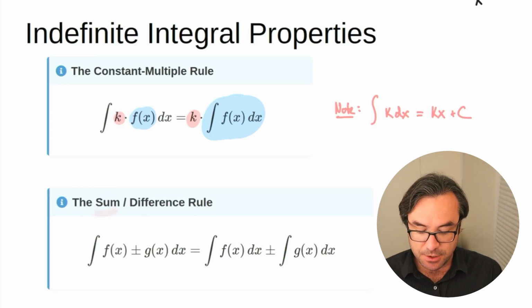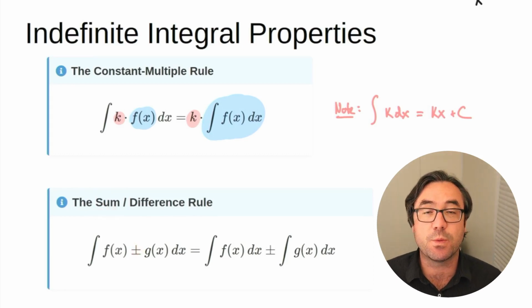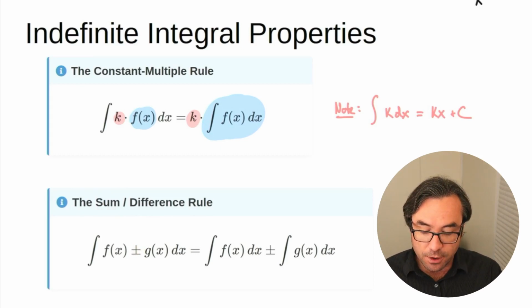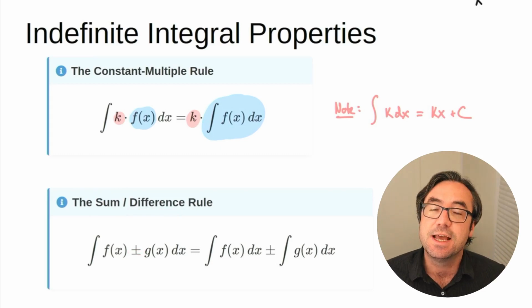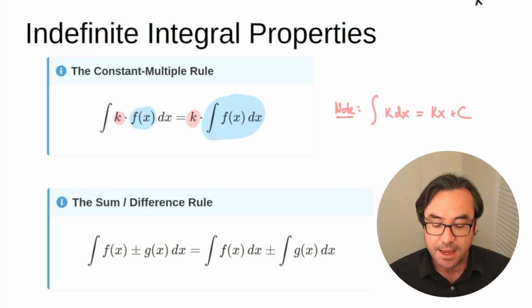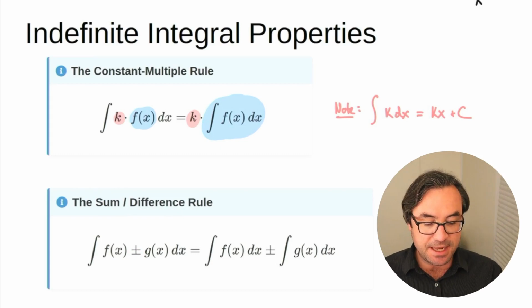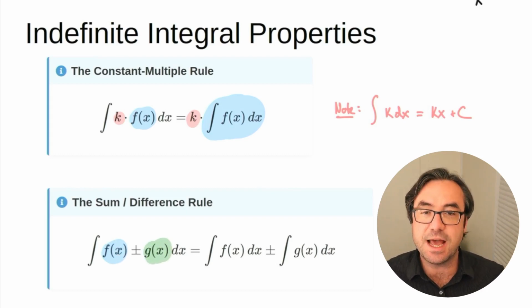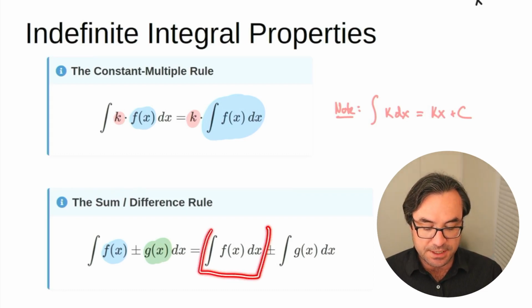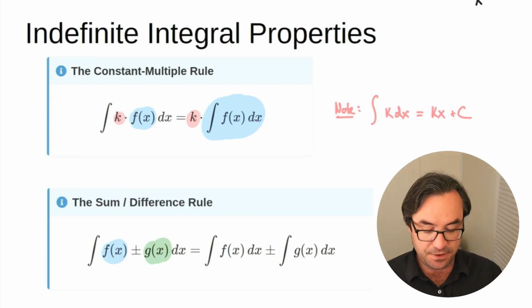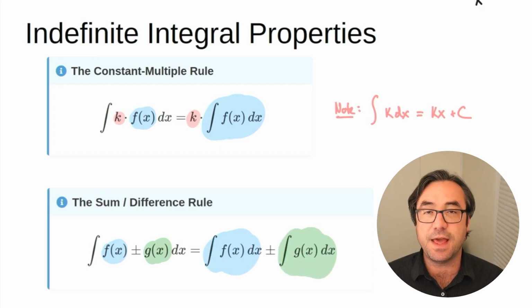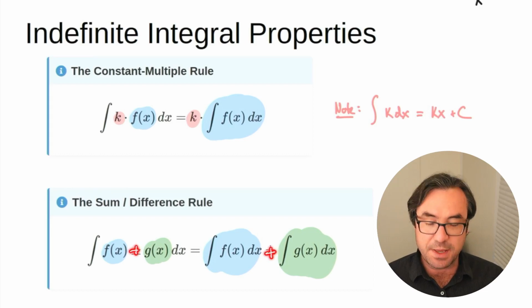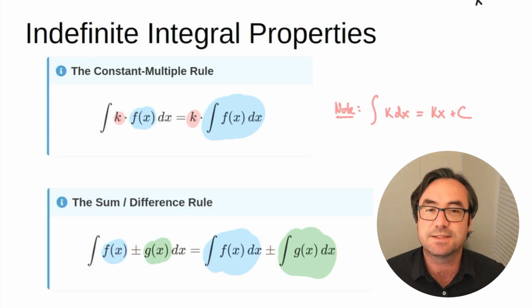Well, the sum and difference rule tells us what happens when we're adding two functions together and we want the antiderivative of the entire thing, or subtracting two functions and we want the antiderivative of the entire thing. What this rule says is if we're trying to integrate a function f of x plus or minus g of x, we can focus on the first function, get the antiderivative of that, and then focus on the second function, get the antiderivative of that, and whatever operation was in the middle, either subtraction or addition, just stays the same.